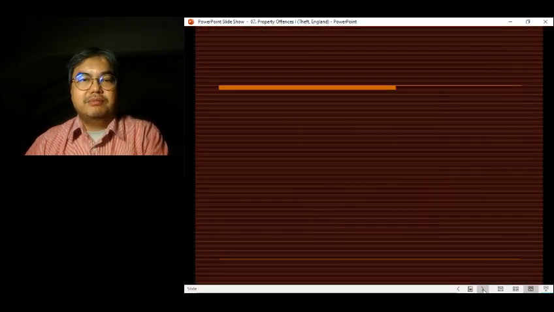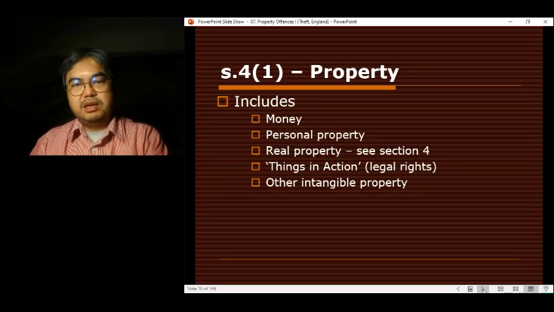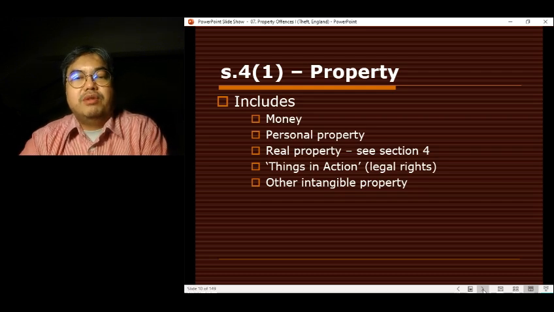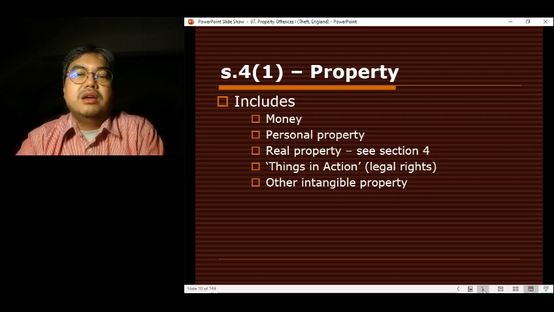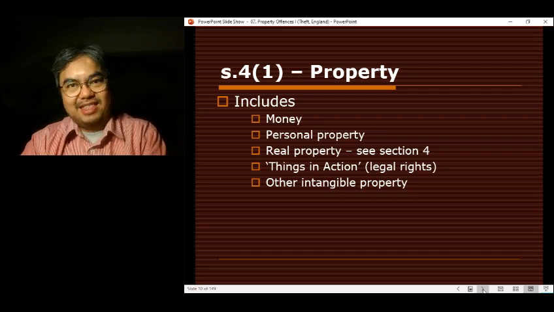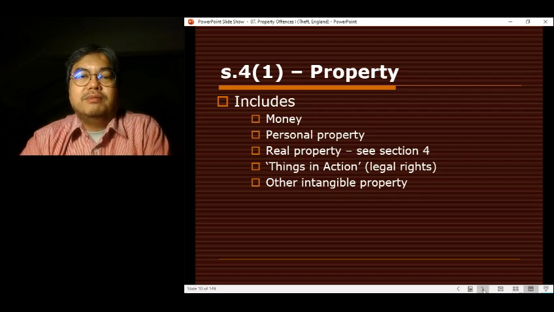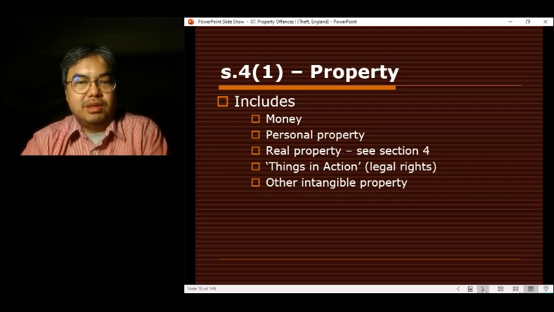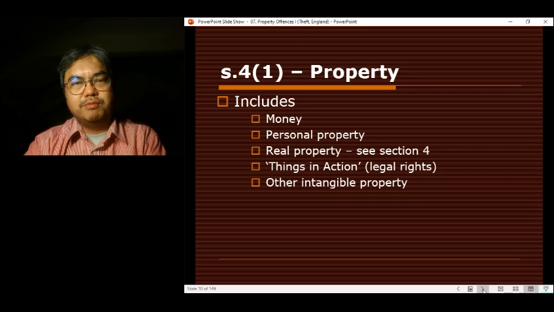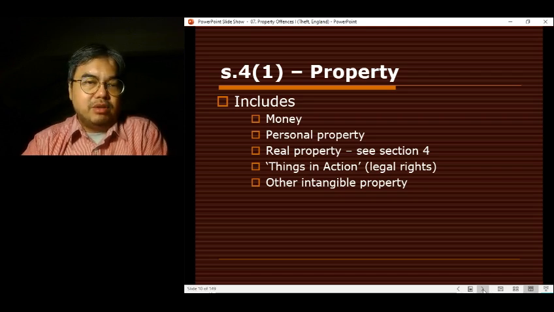So let's break it up. Money, personal property, that's pretty straightforward. Whatever that you own, that's your personal property. Real property, but we're not talking about real or fake. We're talking about real as in land. It does include real property, but it is limited, you will see in subsection 2 later on. We're going to deal with that. Not very important because we're not going to talk about theft of real property. We don't usually talk about that. The focus will be more on money and personal property. But it can also include real property.